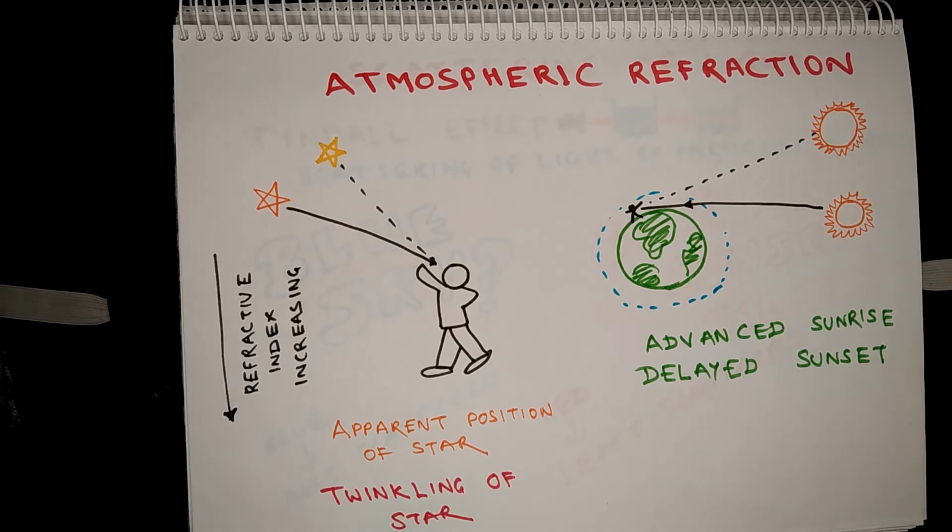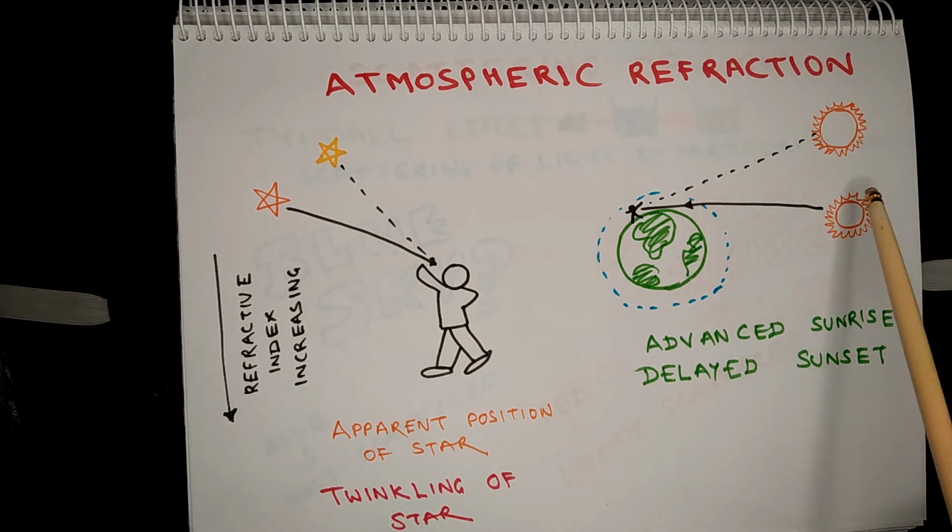Okay. Now another example is advanced sunrise and delayed sunset. We are able to see the sunrise much before the actual sunrise, and we are able to see the sun even sometimes after the sunset. Let us try to understand why this happens. This is the actual position of the sun, and this is the apparent position of the sun.